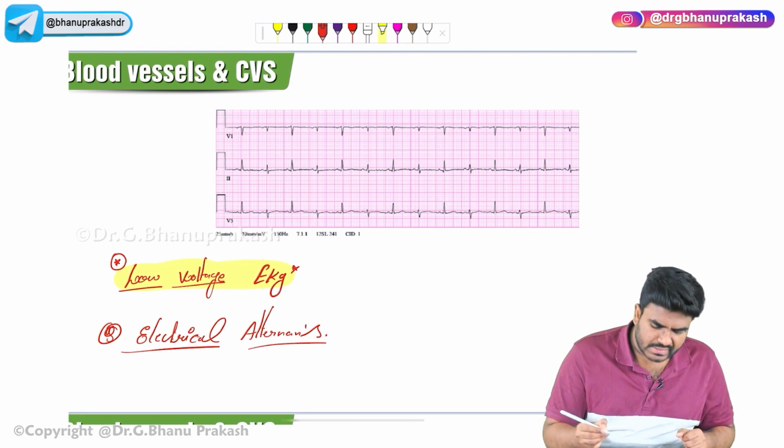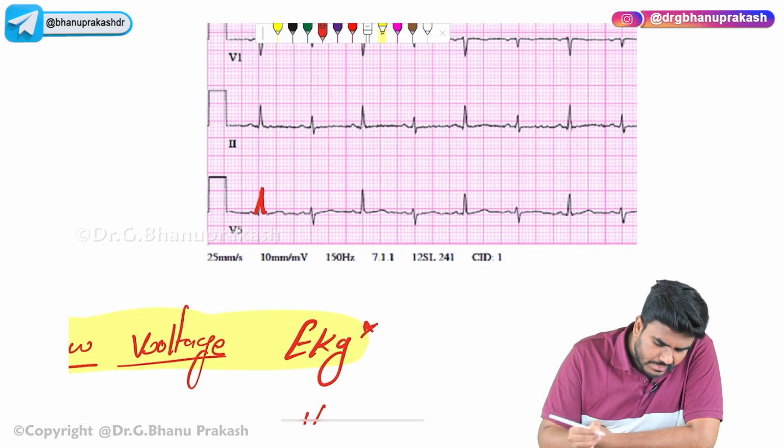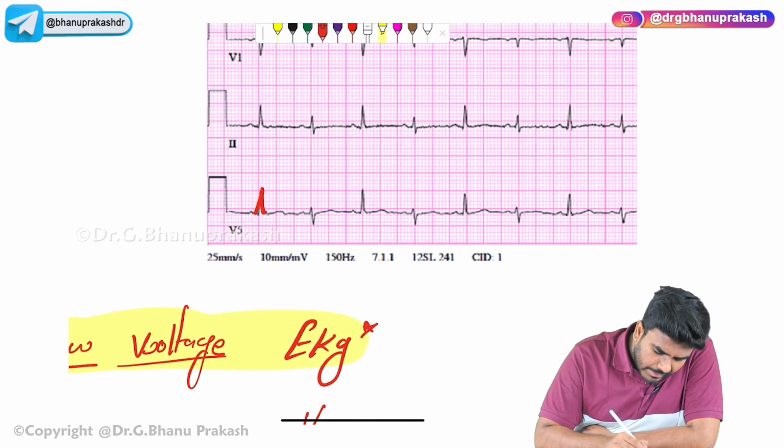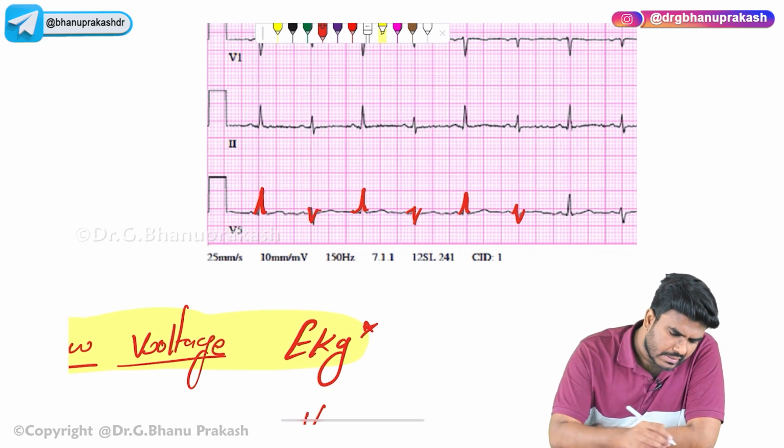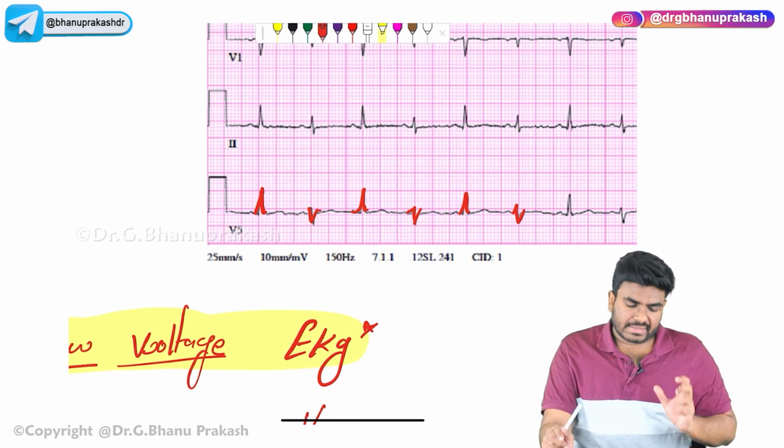Okay, what is this electrical alternance? Electrical alternance means, please look here, there is high voltage coming and low voltage coming. Bigger waves, smaller waves. Bigger waves, smaller waves. So, what exactly is this? Why exactly is this happening?